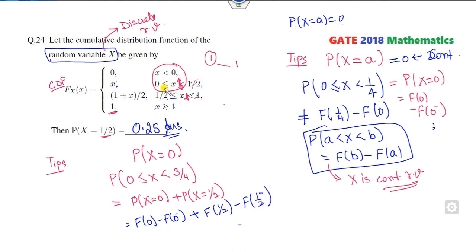Now what is F of 0? 0 equality lies here. This value will be 0. F of 0 negative is 0. F of half is 3 by 4. Whatever answer you get is the right answer of this problem. So remember, this result is only applicable when x is a continuous random variable.